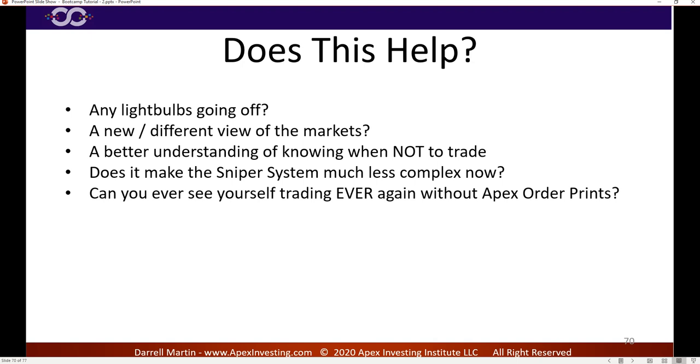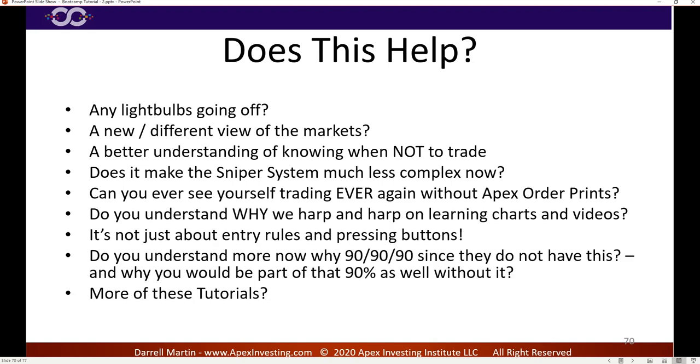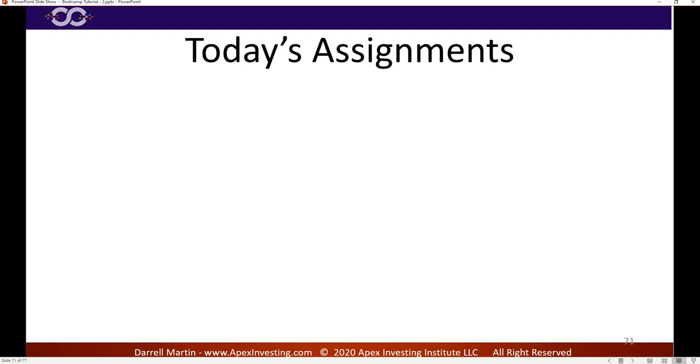Let me ask you this. Can you ever see yourself trading again without order prints? If there's anything else, I don't care if you trade your own little system or your own little whatever, you've got to have order prints. You can't trade without them. It's like, I don't care what car you're driving down the street, but don't be blind when you're driving. You know what I mean? You have to see what you're doing and where you're going. Okay?